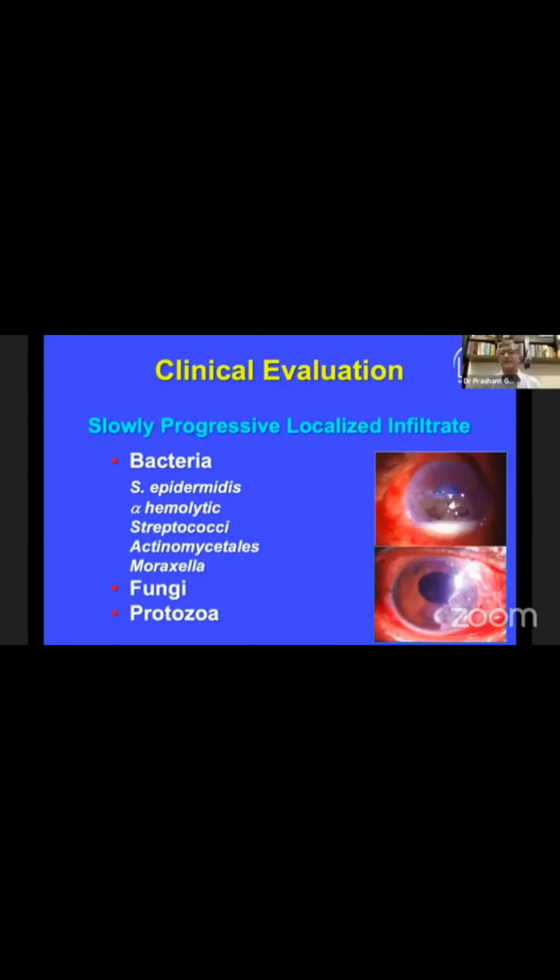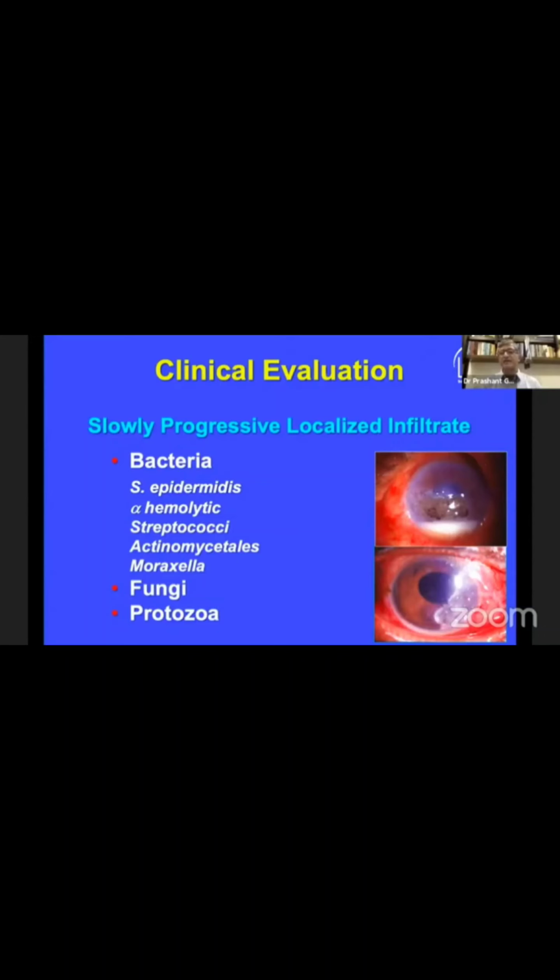On the other hand, if you are dealing with a slowly progressive disease and a localized infiltrate, as shown on this slide, you are more likely to be having infection by fungi or protozoa. Only rarely, some of the low virulent bacteria can lead to this kind of clinical picture.